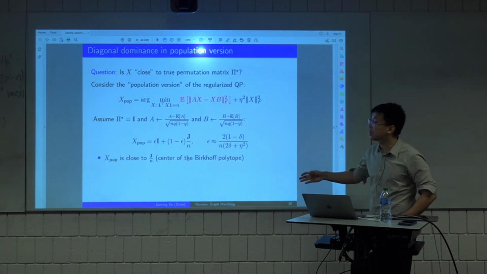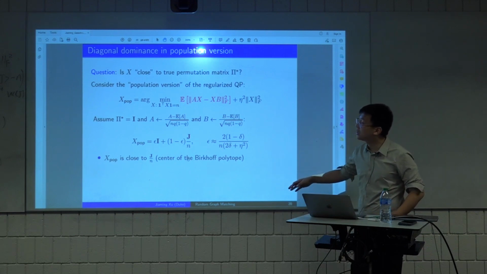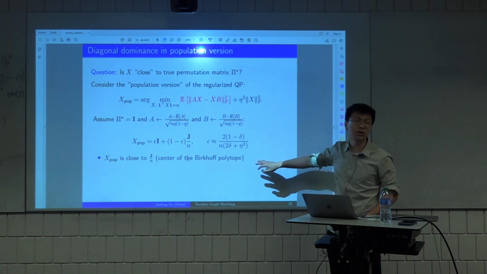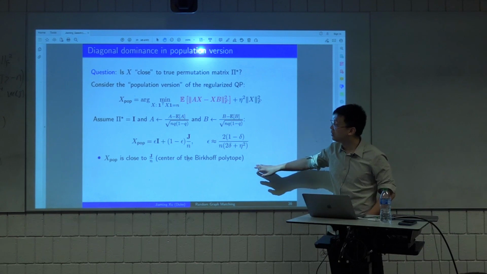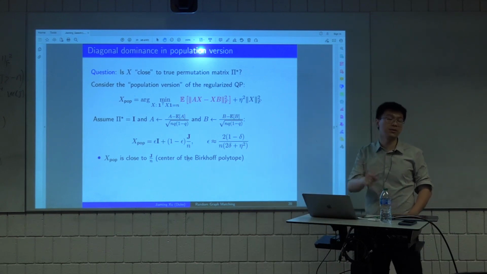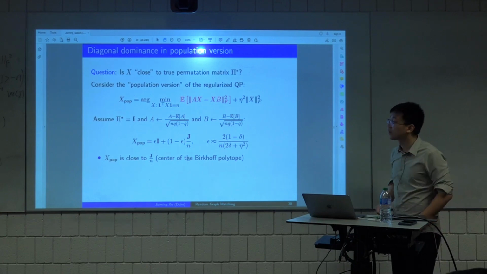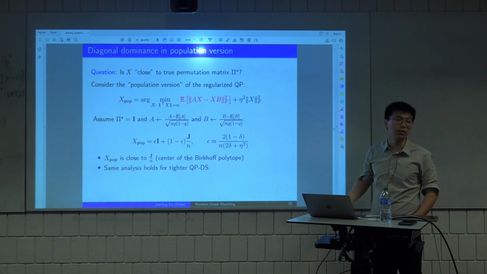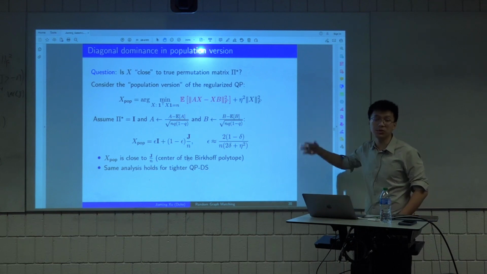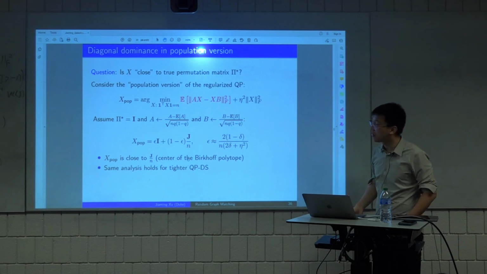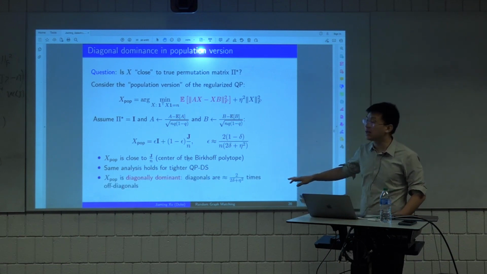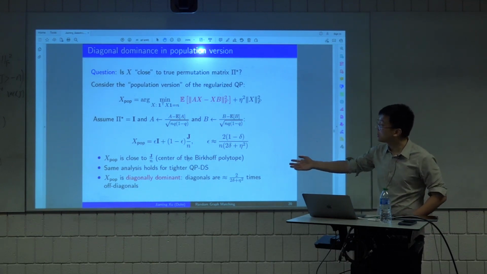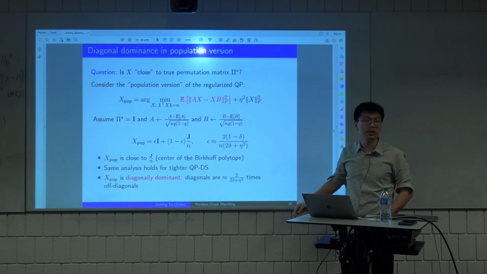So then what's going on, right? So that means the true solution that you have, even though you can show it's close to the population solution, this population solution itself will not be close to the true permutation, right? But the same thing also applies even if you look at the tighter quadratic program with doubly stochastic constraint. So you can do the same thing, you can get the same population solution. But the nice thing here is that even though the population solution is far away from the true permutation matrix, it actually has this very nice, what we call a diagonal dominant property.